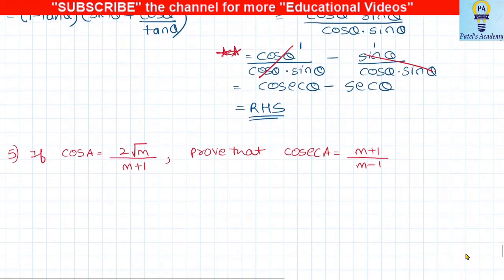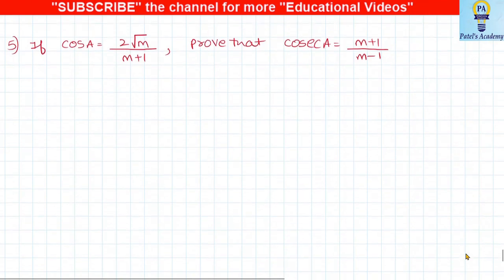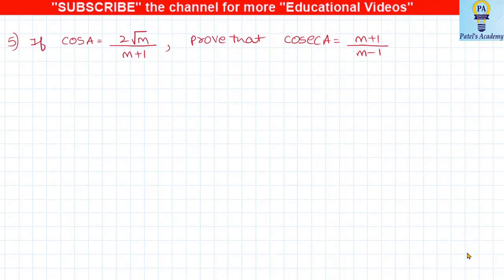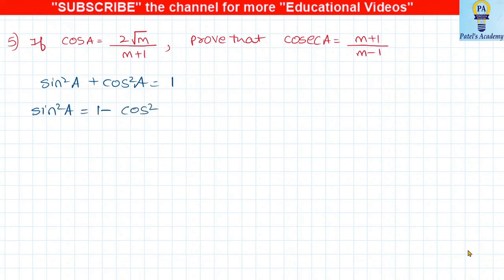Now let's see the fifth sum. Now they have given the value of cos and you have to find the value of cosec. Now we know the identity between sin and cos. What is that? Sin square theta plus cos square theta equal to 1. They have given the value of cos, so what will sin square theta be? 1 minus cos square theta.